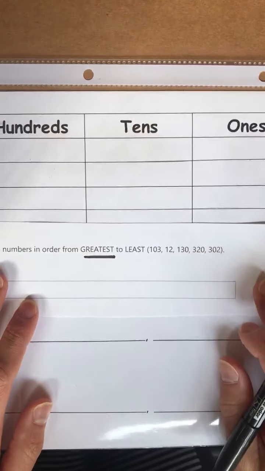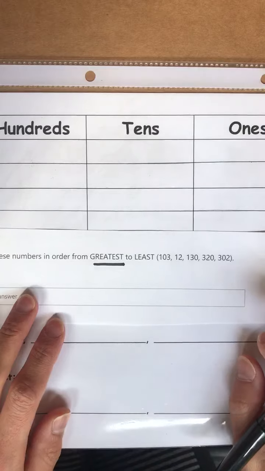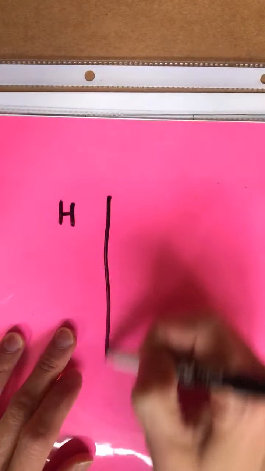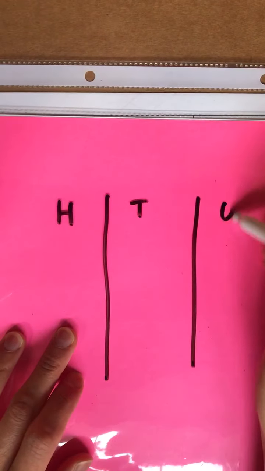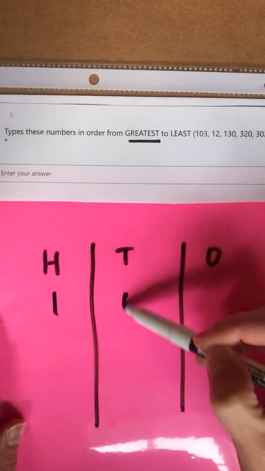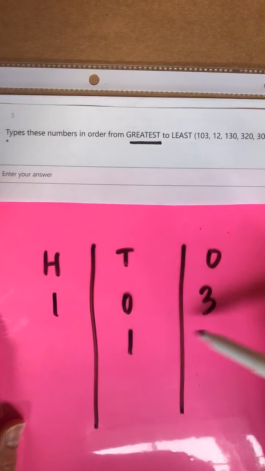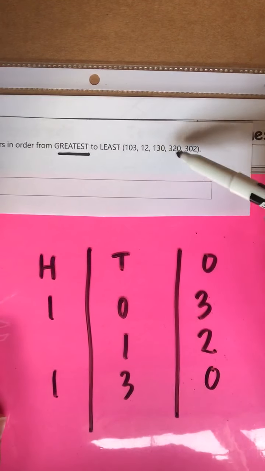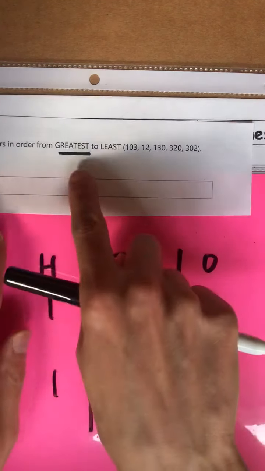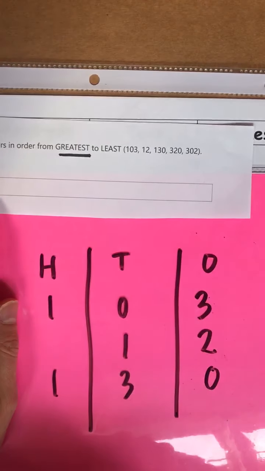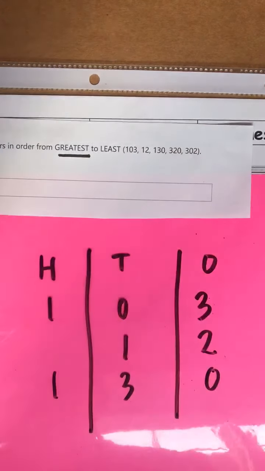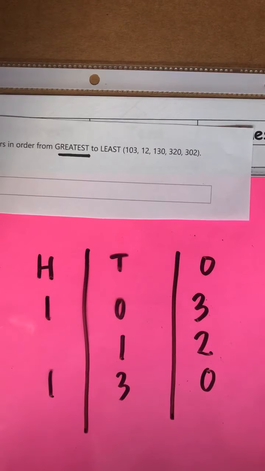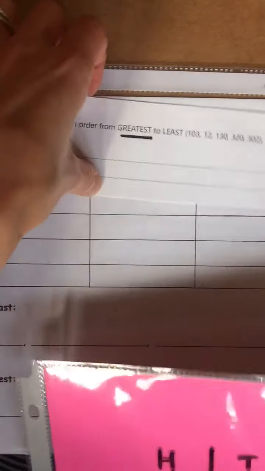and pause your video. If you don't have a chart like mine, just make one on a piece of paper. You can simply do this. Hundreds, tens, ones, then list all your numbers. 103, 12, 130, okay? And keep going. List all your numbers. Then find the greatest or the biggest number. And list all your numbers in order from greatest to least. When you're done, press play, and we'll take a look at number 6 together.